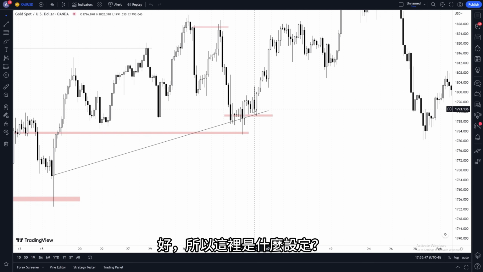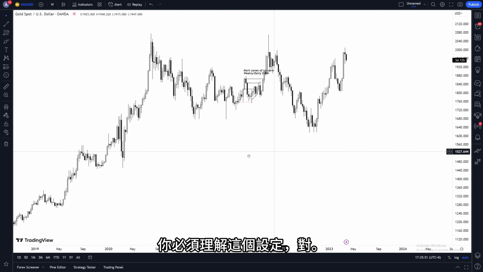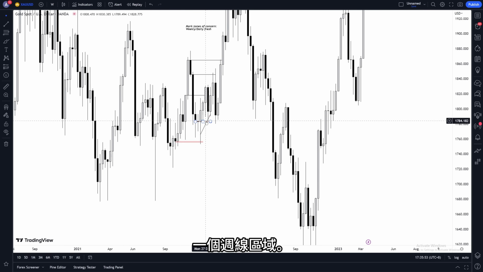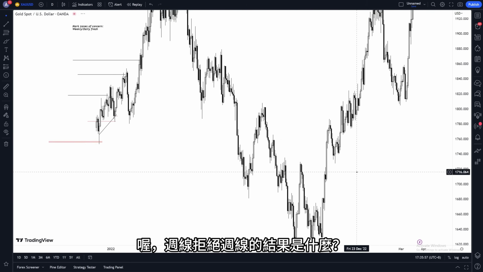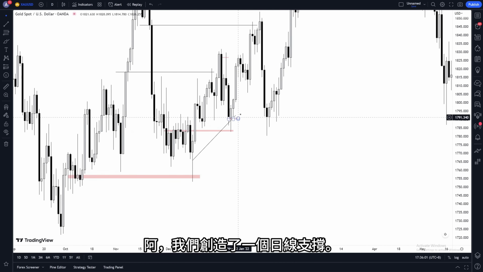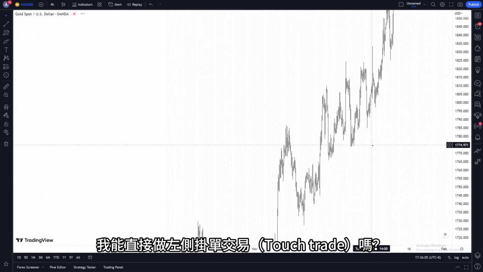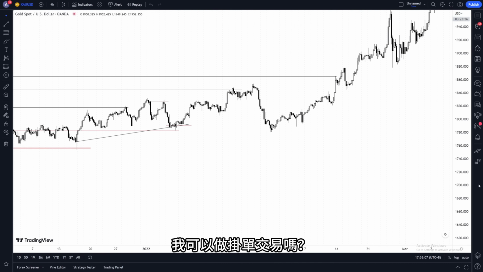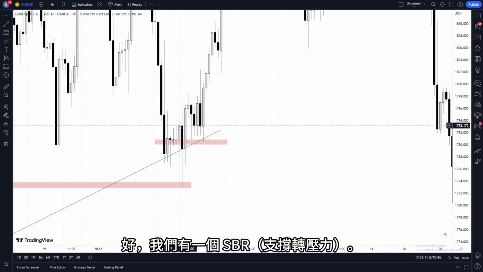Okay, so what was this setup over here? You need to understand this. Even though this has nothing to do with intraday yet, you have to understand the setup, right? We have ourselves a weekly zone. Price comes in, weekly reject weekly. The following week we go and see, what happened as a result of that weekly reject weekly? We have ourselves a daily support created. Cool. Inside this daily support, can I take a touch trade instantaneously? Right? Can I take a touch trade? We see, oh, okay, we have ourselves an SBR.